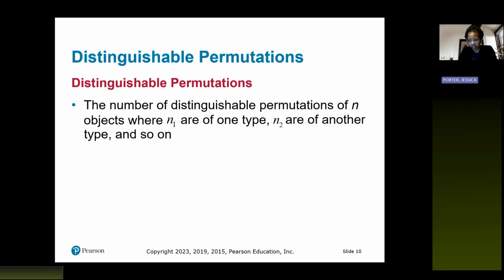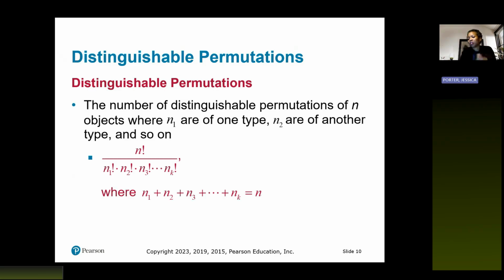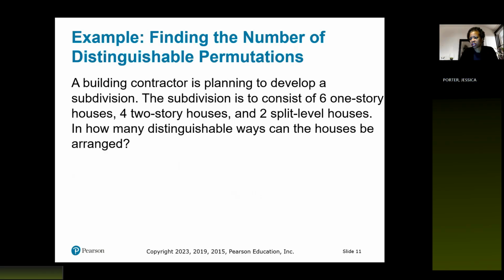Distinguishable permutations. So the number of distinguishable permutations of N objects where N1 are of one type, N2 are of another type, and so on, N3 is of another type, and N4 is of a different type, looks like so. So you have N factorial over N1 factorial times N2 factorial. It probably doesn't make a whole lot of sense right now. When I put it with an example, you'll see what I mean.